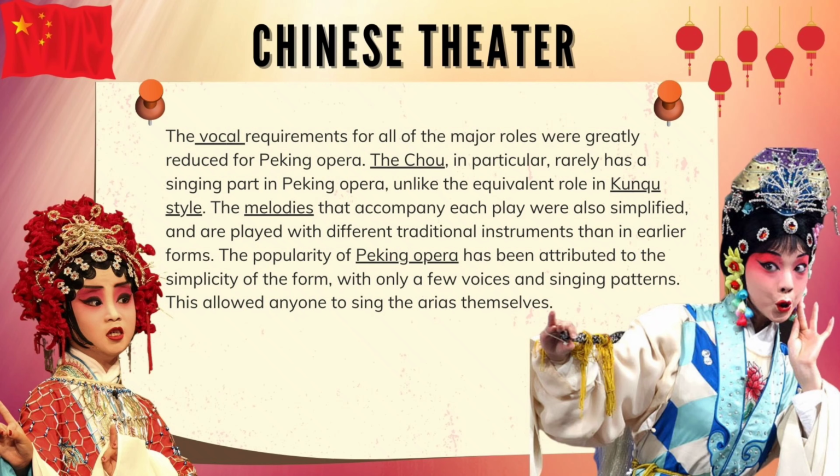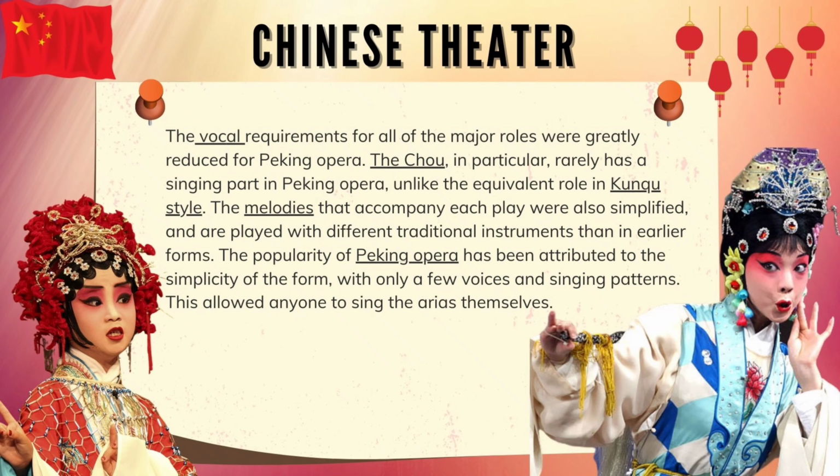Chinese theater. Peking opera is a form of traditional Chinese theater which combines music, vocal performance, mime, dance and acrobatics. It arose in the late 18th century and became fully developed and recognized by the mid-19th century. The form was extremely popular in the Qing dynasty court and has come to be regarded as one of the cultural treasures of China. The vocal requirements for all of the major roles were greatly reduced for Peking opera.